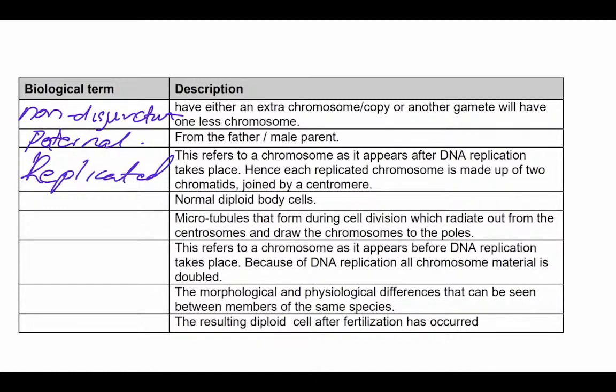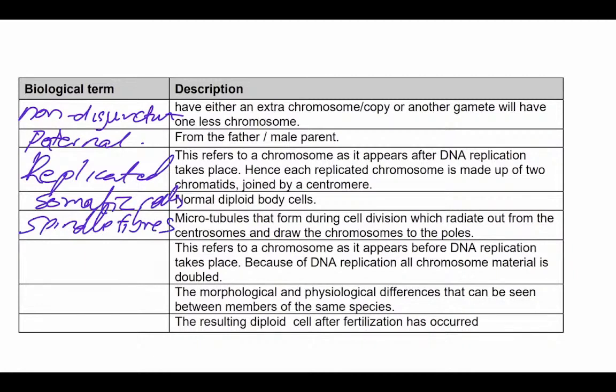Normal diploid body cell. How do you call those cells in the body? We call them soma. Soma means body. Somatic cells. Next, microtubules that form during cell division, which radiate out from the centrosome and draw the chromosomes to opposite poles. How do you call them? We call those fibers spindle. These are the spindle fibers or spindle threads.